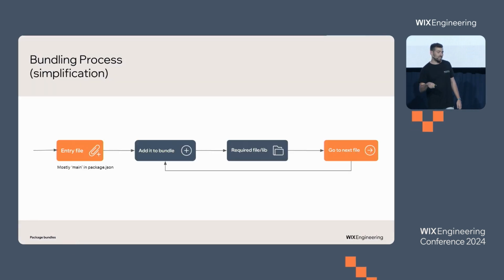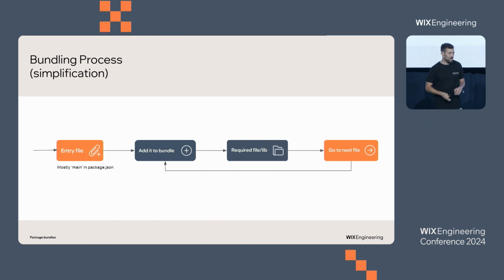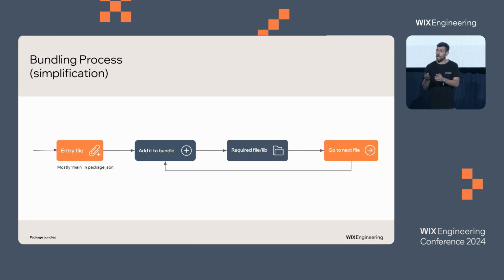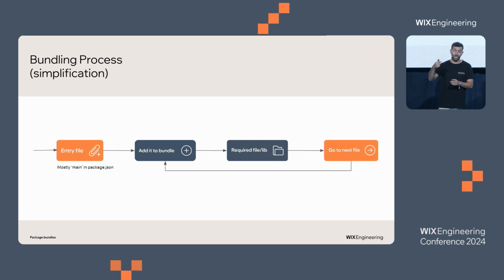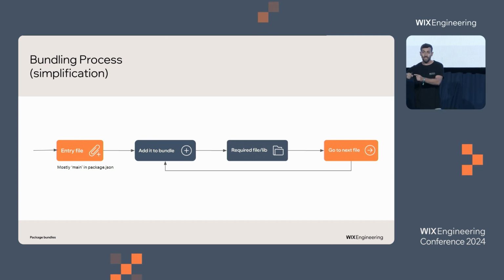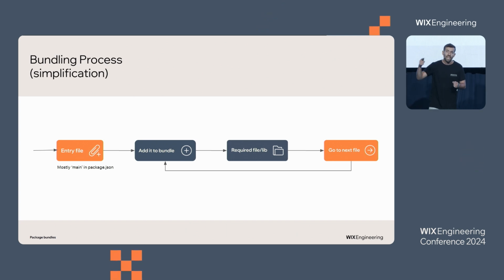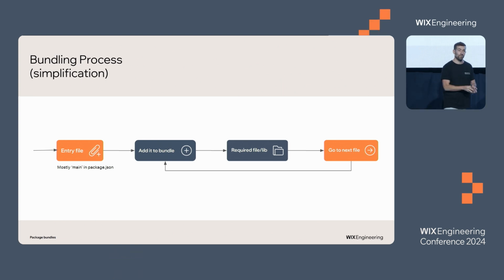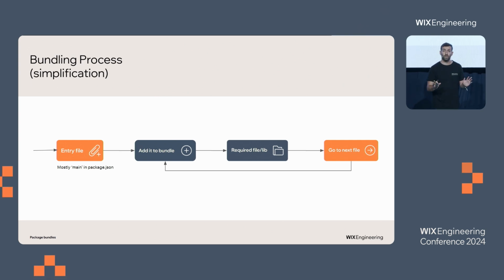Let's see the bundling process. This is a simplification of the process, but it's what I want you to understand now. You have an entry file, which is mostly the main property in the package.json. You go to this file, add it to the bundle, and if you see a require of some file or some lib, you go to this file, add it to the bundle as well, and keep traversing this process until you don't find any more new require. So that's the process. If in the entry file you have only console log or some local function, this will be your bundle.